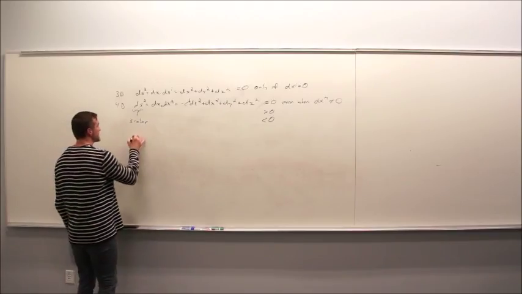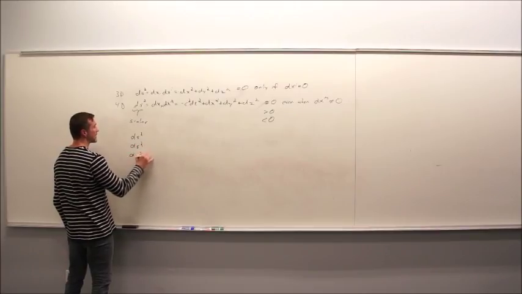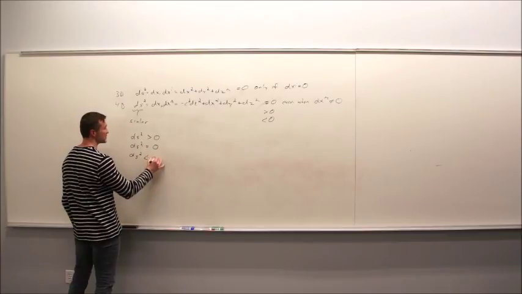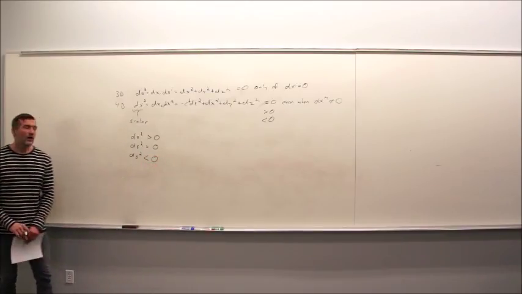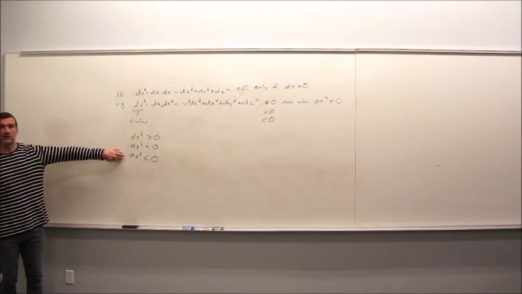But what that means is that we can take ds squared and we can break it up into three categories. The ds squareds which are positive, the ones which are zero, and the ones which are negative. And if one observer sees a ds squared that's positive, they all will. Similarly for equal to zero and less than zero.